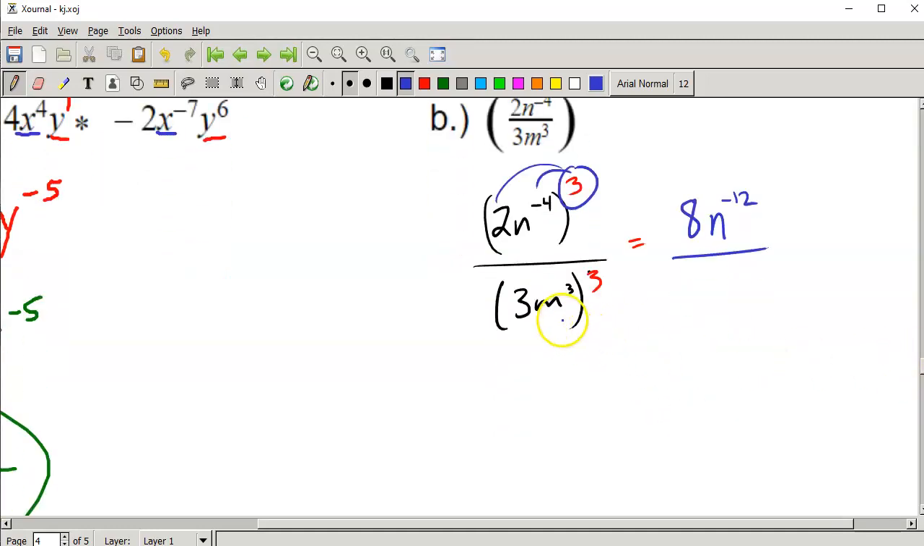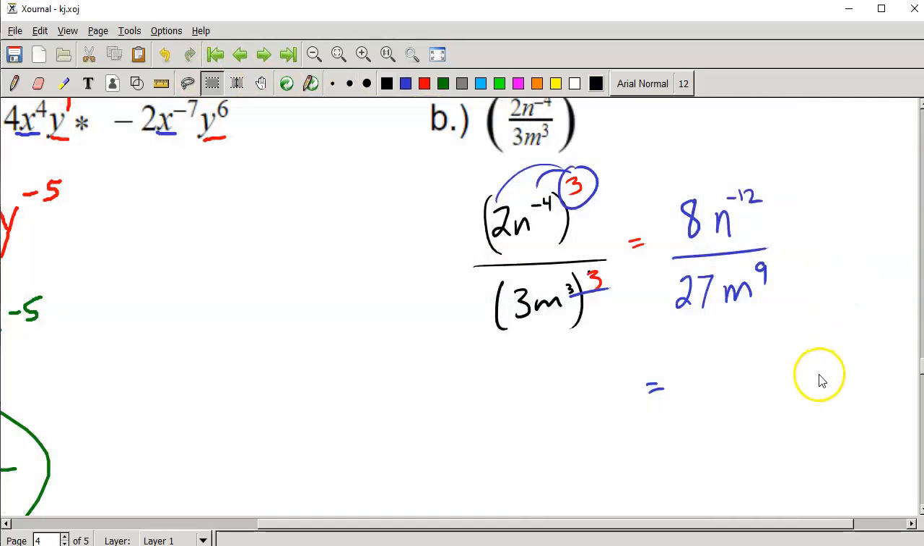Then on the bottom, do the same thing. We have 3 cubed, or 3 to the 3. So that'll be 27. And then we have m to the 3 to the 3, which is 9. So we have that. So that's our answer. We can take any negative exponents and change them to positive exponents, though. So the only thing we can do is maybe this right here.